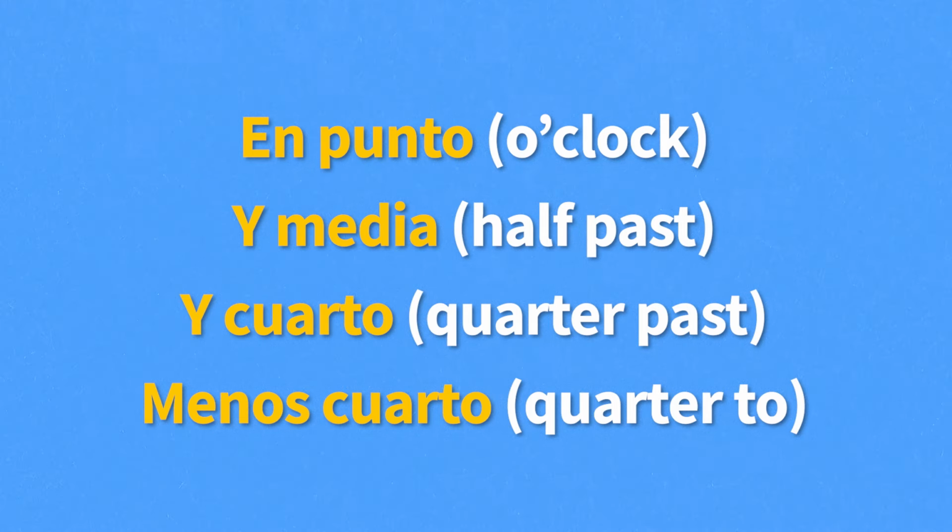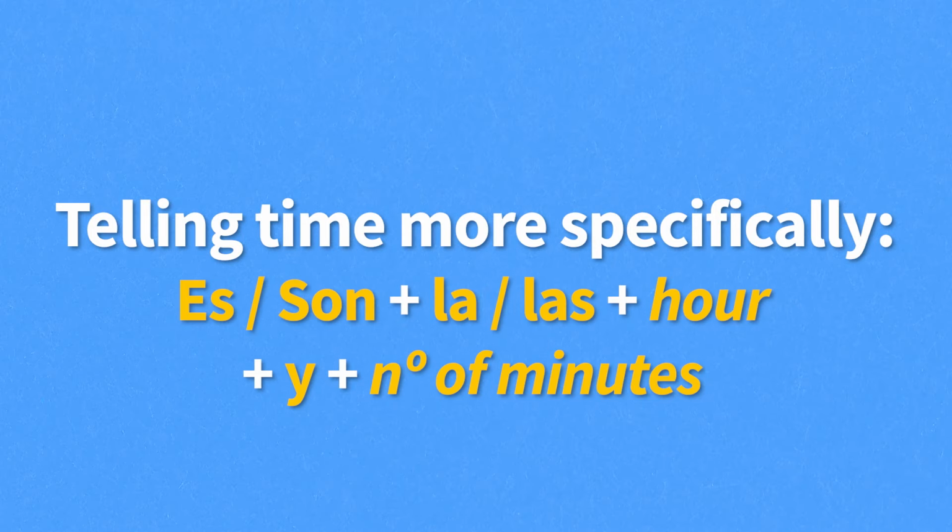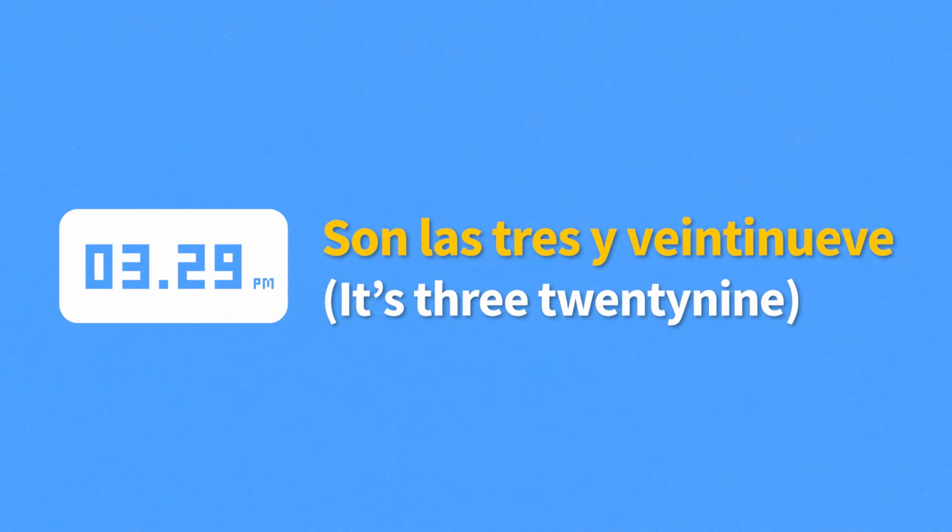For example, son las 2:30. It's 2:30. Es la 1:15. It's 1:15. Son las 6 menos cuarto. It's 5:45. The simplest formula to be more specific and talk about minutes is es, or son, plus las, plus hour, plus y, plus the number of minutes. So this would be son las 3 y 29.